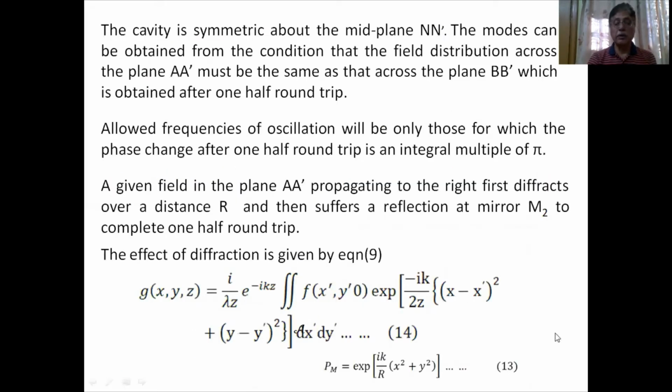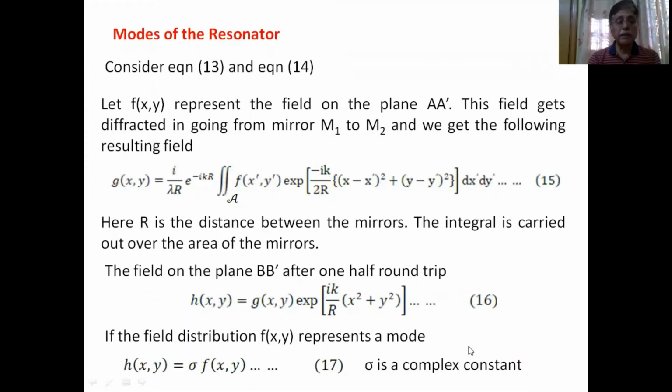You can see at the bottom here that we had seen in the last lecture. So we have H(x,y) is equal to G(x,y) exponential iK by R (x square plus y square). If the field distribution F(x,y) represents a mode, then naturally H(x,y) should be equal to sigma F(x,y), where sigma is a complex constant.